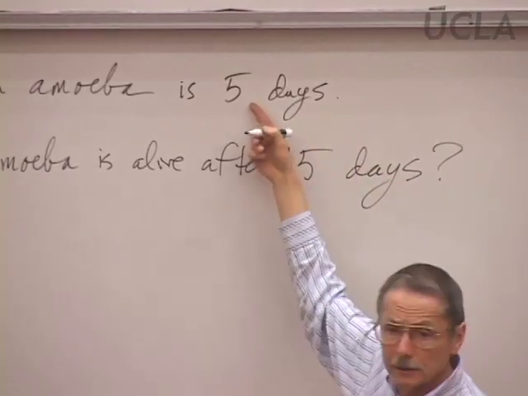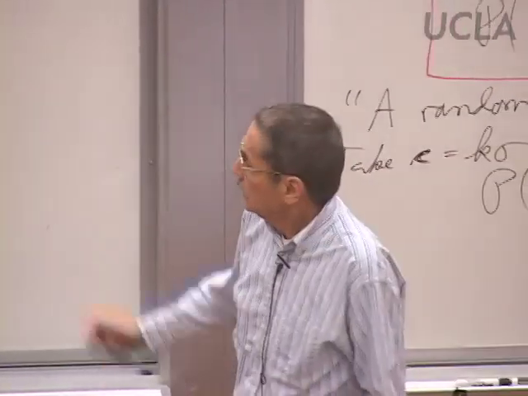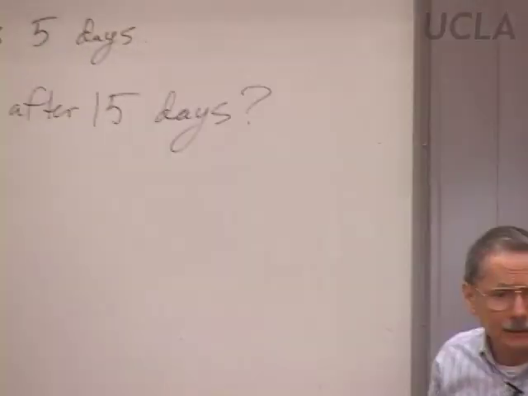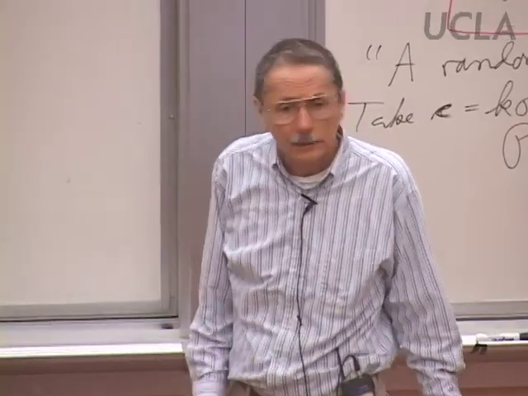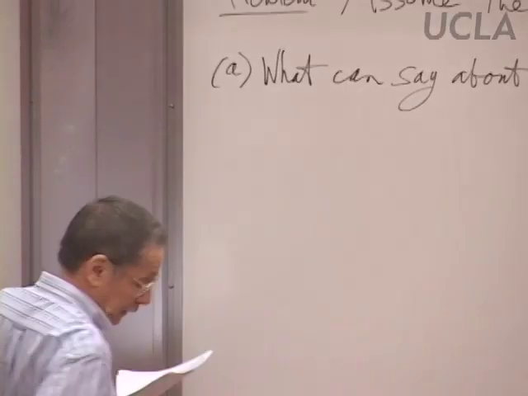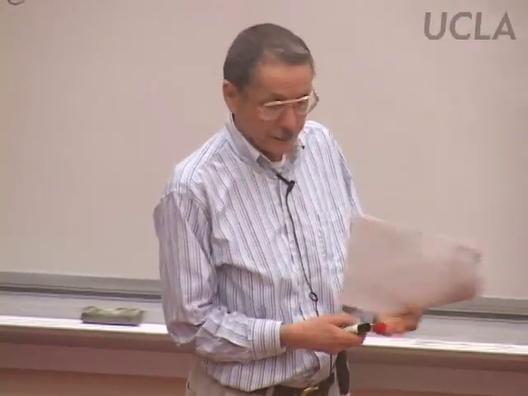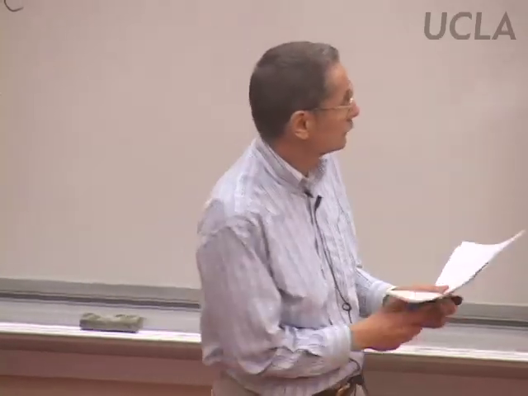Well, if the mean is 5 days, a 15-day-old amoeba is getting pretty old. Yeah, but what can we say about the chances of this happening? Well, we can apply Markov's inequality. All we know is the mean, 5 days.